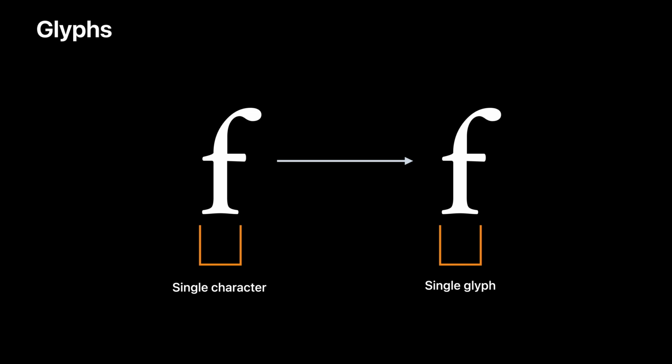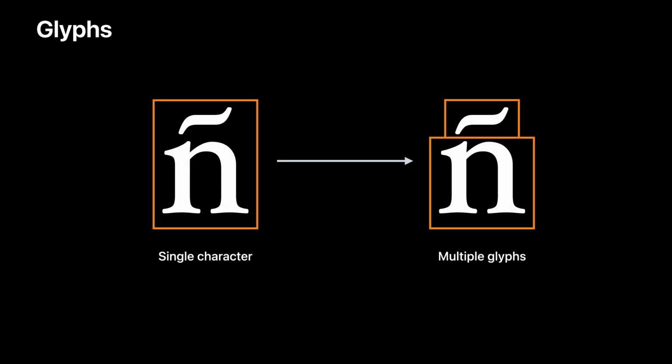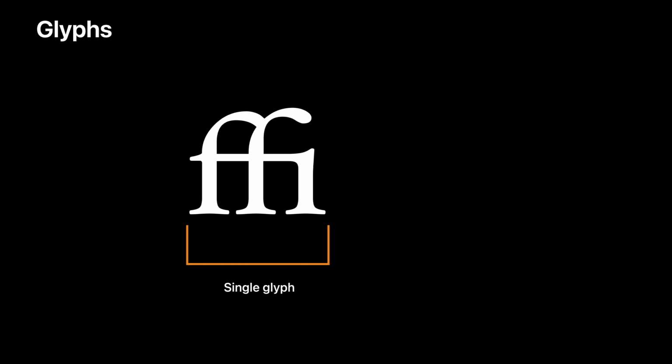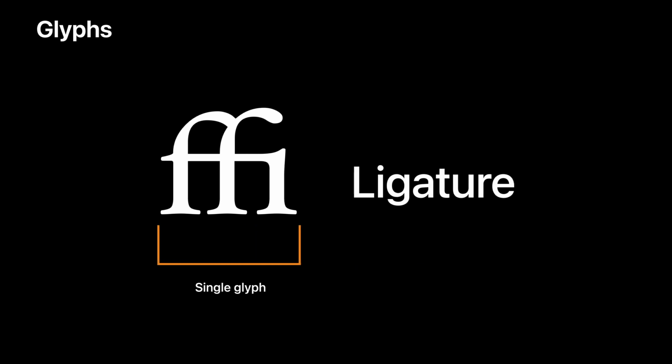A glyph is a visual representation of a variable number of characters. In many Western languages, one glyph usually represents one character, but this is not always true. You can have multiple glyphs representing a single character, or it could be the other way around. A single glyph could represent multiple characters. This single glyph used to represent multiple characters is called a ligature. There aren't too many ligatures in Western languages, and they don't usually affect the legibility of the text. You can still read it just fine without ligatures.